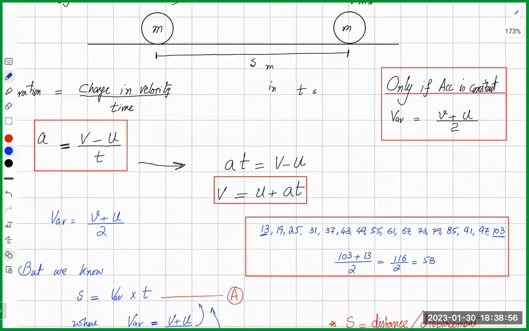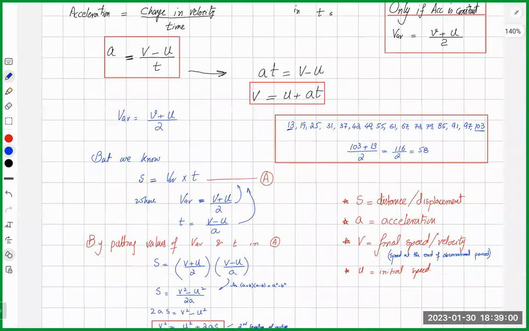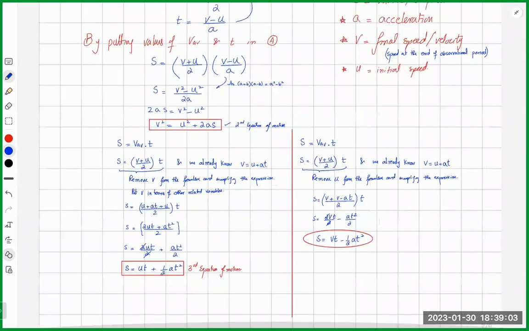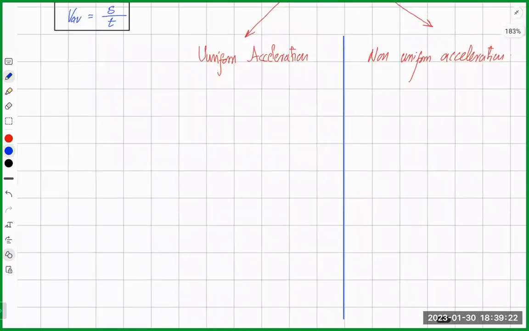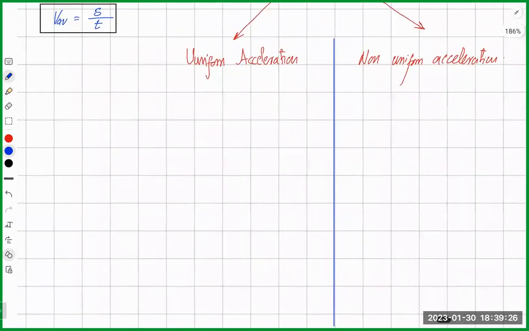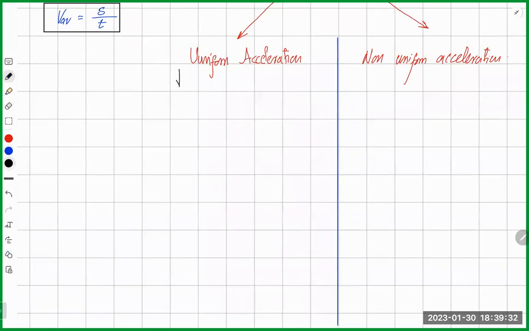And all these equations that we did in the previous class, they have one condition in common, that they only apply to a case where the object is moving with constant acceleration. So in case of uniform acceleration, we can use equations of motion.